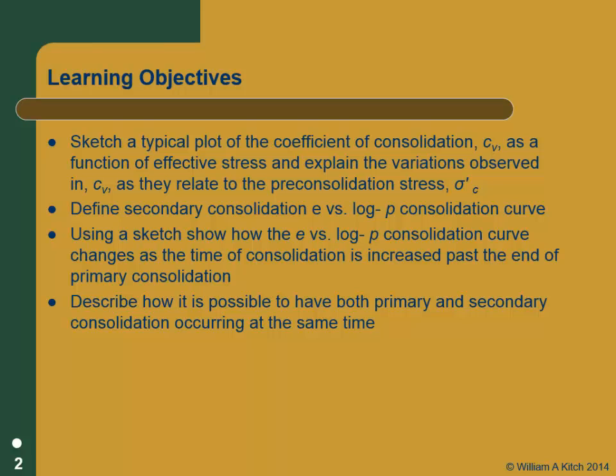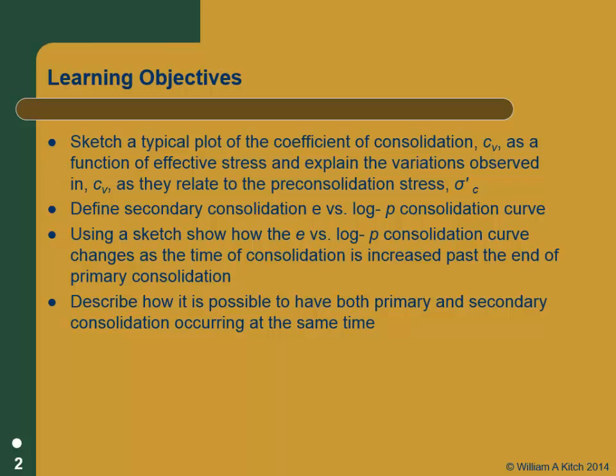The objective of this one is for you to, first of all, understand how C sub V will change as a function of the overburden stress, because we know that the C sub V is not constant versus time, and then define the secondary consolidation e log p consolidation curve, and then use a sketch to show how that curve changes as we go past the end of primary curve.